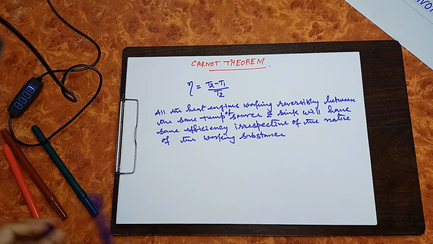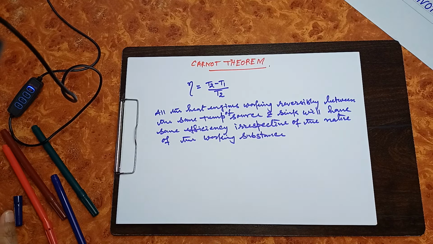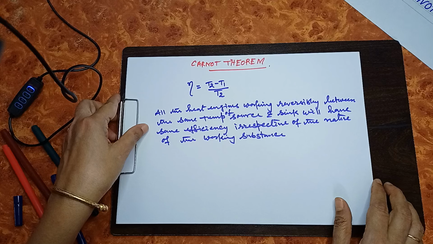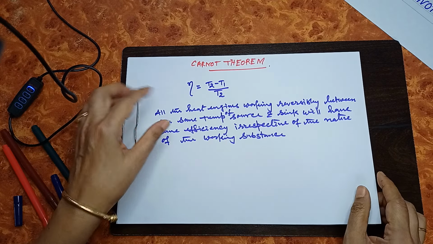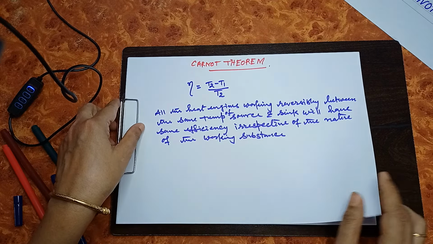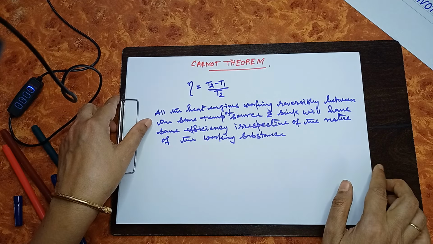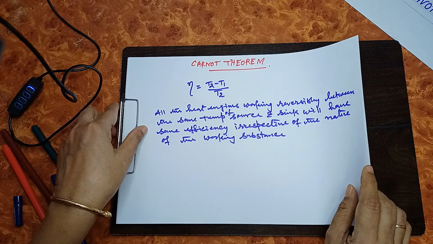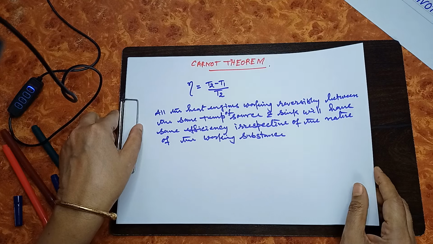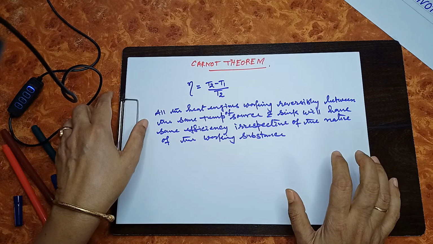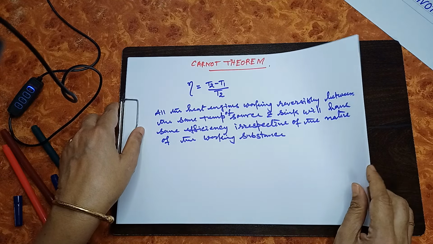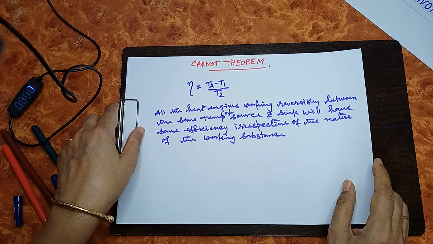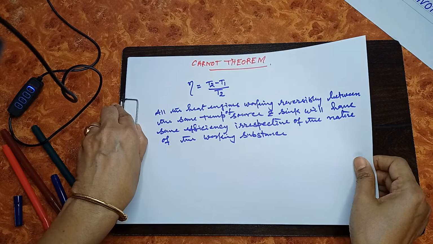Whatever, in Carnot cycle you have seen that we are taking the working substance as 1 mole of an ideal gas. You take any gas, hydrogen, helium, oxygen. If the source and sink temperature are same, efficiency will be same. And this generalization is the result of the validity of second law of thermodynamics. So let's prove it.